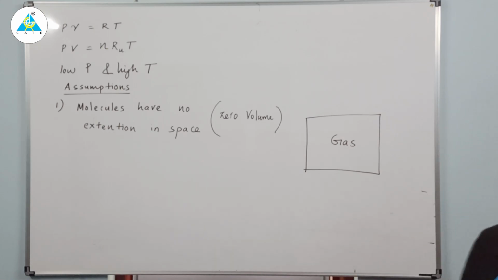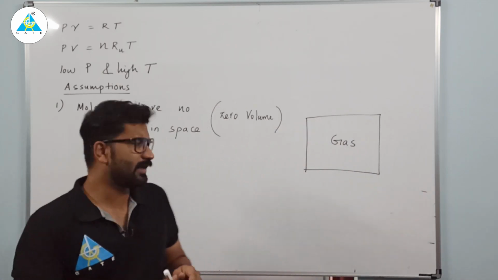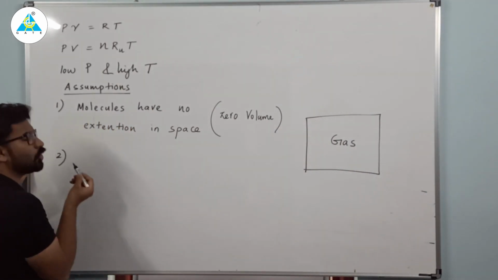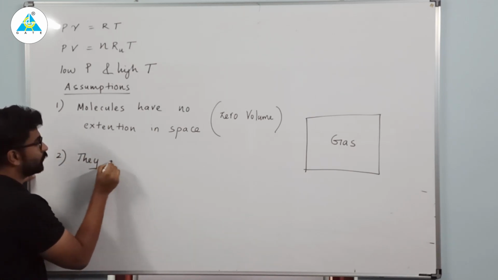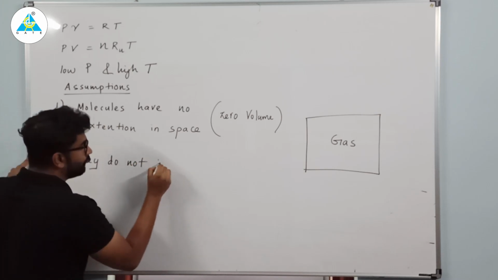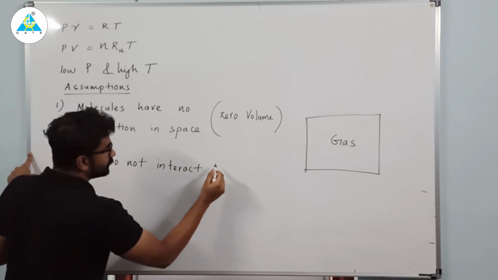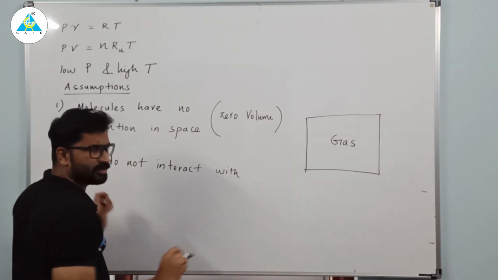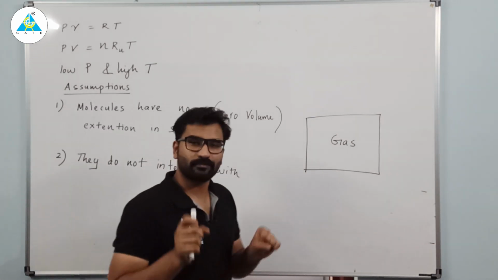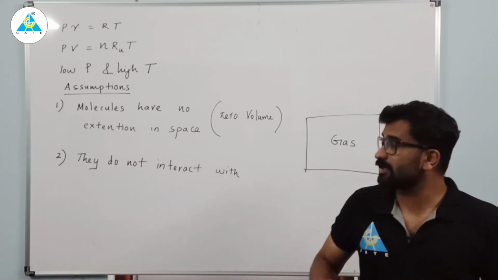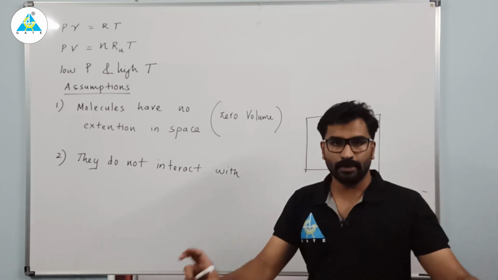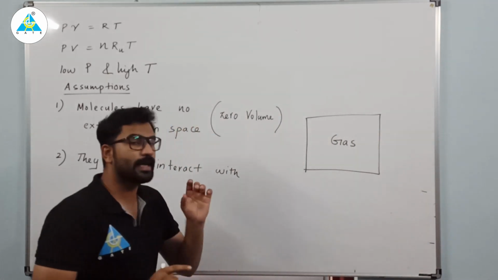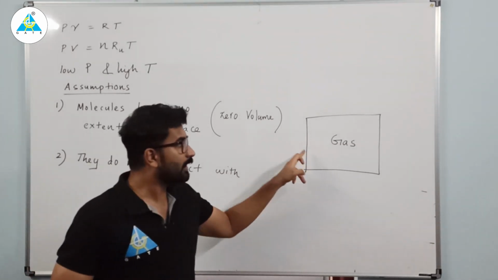ठीक है? So the gas molecules possess zero volume, and the major assumption, the second assumption, is that there is no molecular interaction between the gas molecules, or we can say the gas molecules do not interact with each other. So I hope you understood the two assumptions. Both are based on the microscopic behavior of gas molecules.